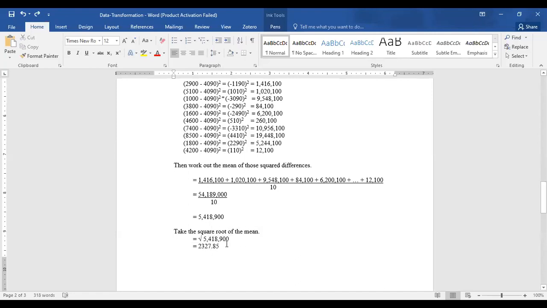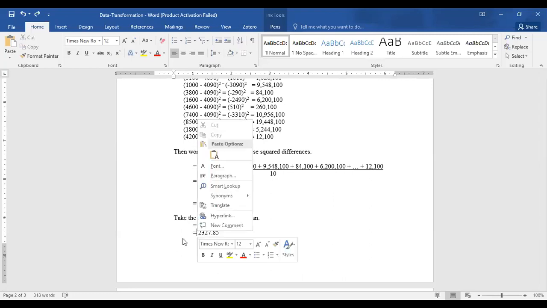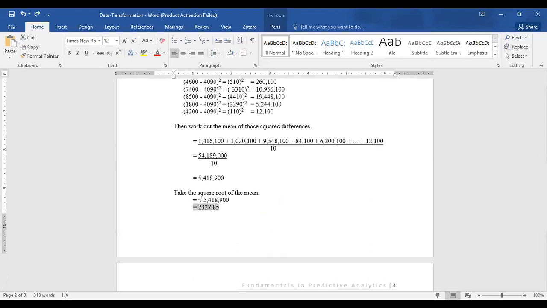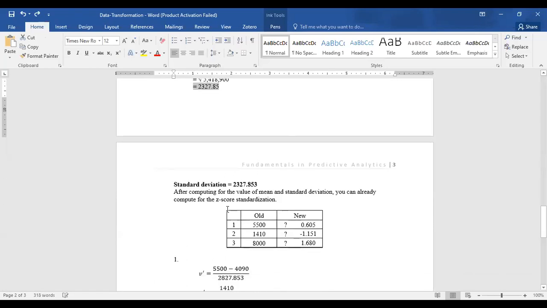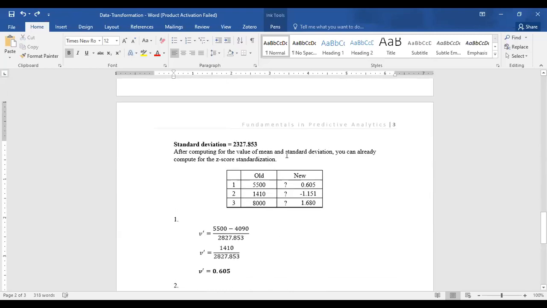And take the square root of the mean. So you may use a calculator here. The square root of 5,418,900 is equal to 2,327.85. So this is our new mean. So the standard deviation is equal to 2,327.853.